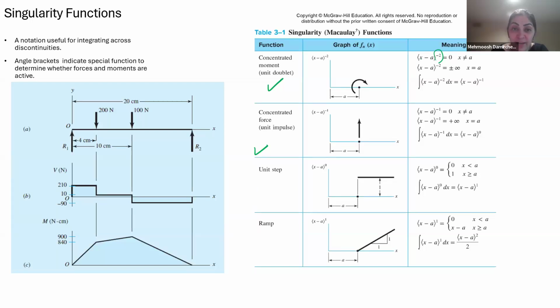For everywhere except the point applied to that, it is 0. But when it is at the point A, it is infinity. The integral of that, the power should be -1, okay?